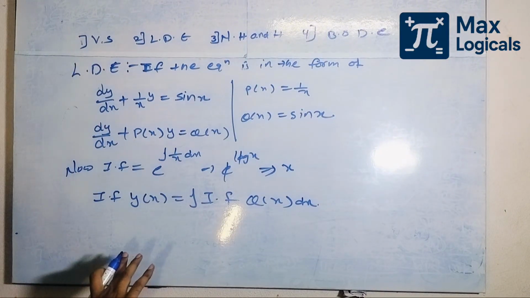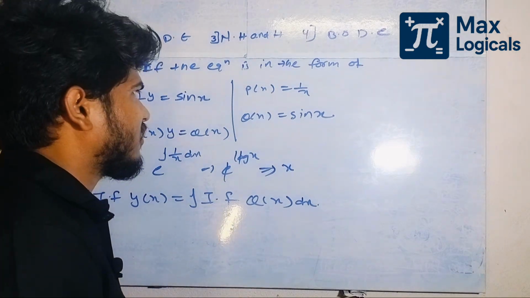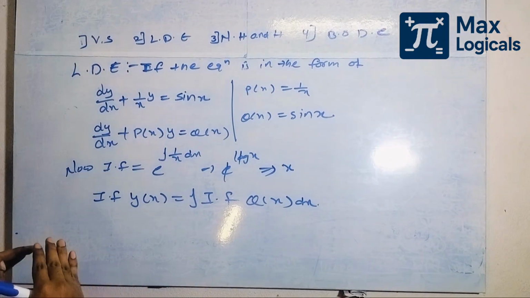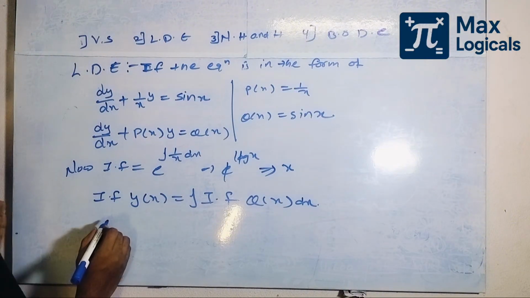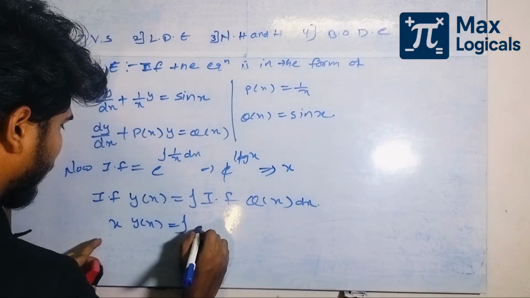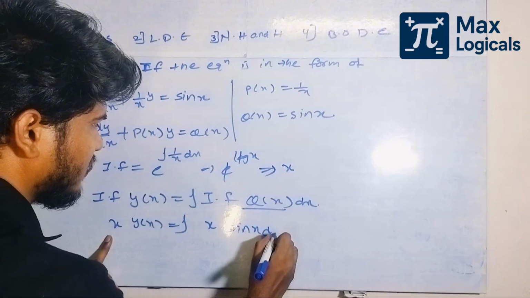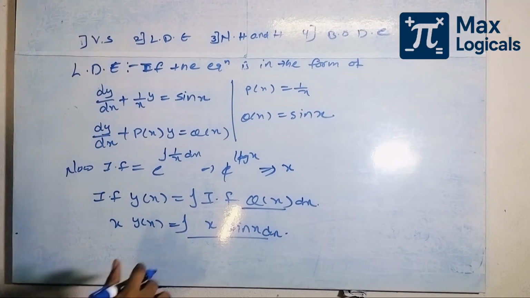We have the q of x value and we have the integrating factor value. So these two values are substituted in the general solution of the linear differential equation. What is the integrating factor? Our integrating factor is x, so x y equal to integral of x, our integrating factor, into sin x, our q of x, dx.